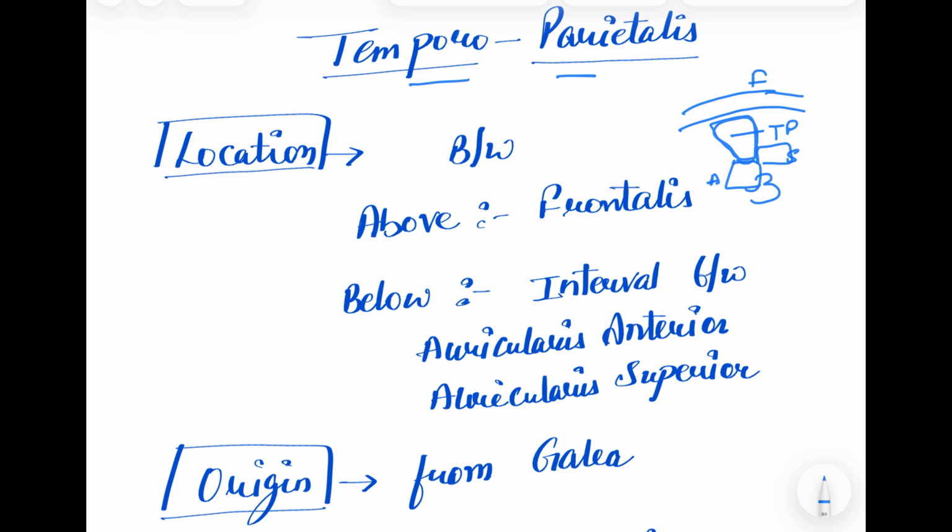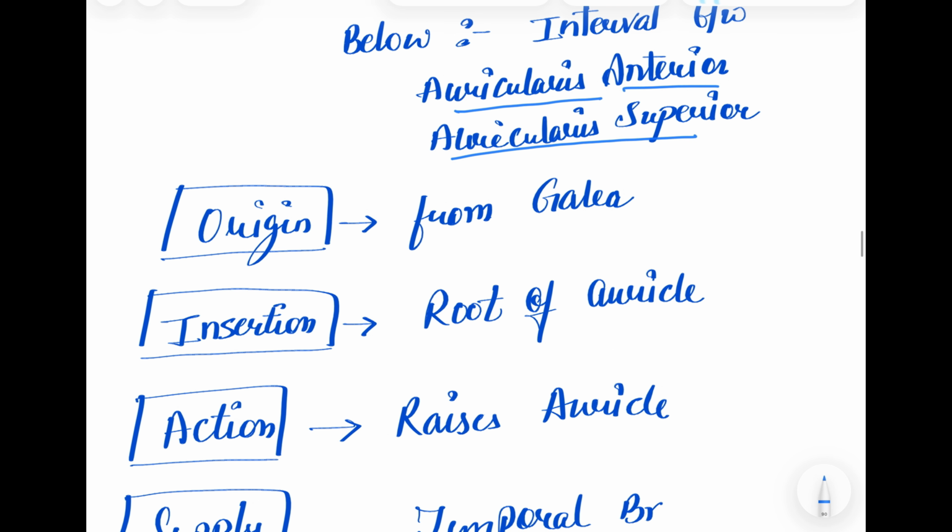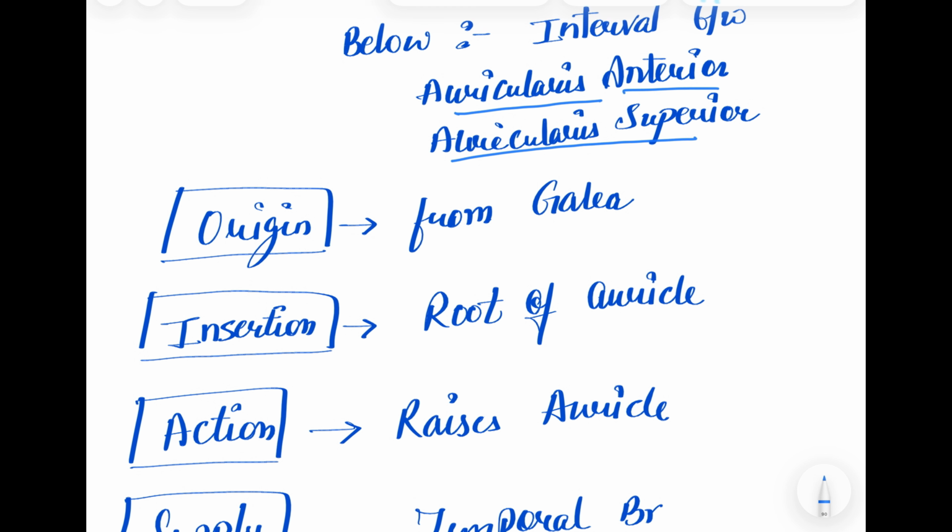So it is located in this region, that is, above I have got the frontalis muscle, below I have got two muscles, that is auricularis anterior and auricularis superior. So in between I have got temporoparietalis. For the origin, it is arising from the Galea, as we know, the frontalis in front, occipitalis below, and in the center I have got Galea. So here it is taking origin from the Galea.